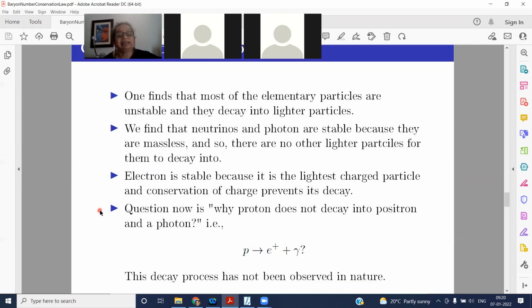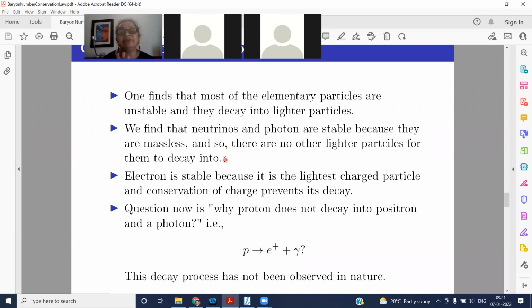Now the question is, we say that most of the elementary particles are unstable. Unstable in the sense that there is a decay that we keep on noticing. We list a particle and observe its decay. We see that heavier particles decay into lighter particles. We find that neutrinos and photons are stable because they are massless. They don't have any other lighter particle to decay into. So the neutrino doesn't decay, the photon doesn't decay. It is the simplest, lightest particle which does not find anything else to decay into.